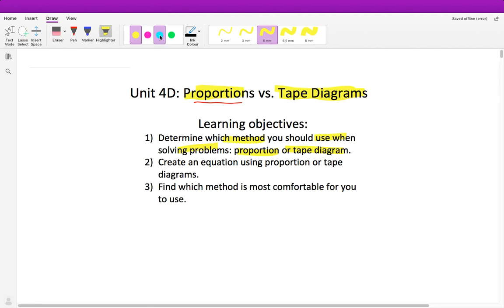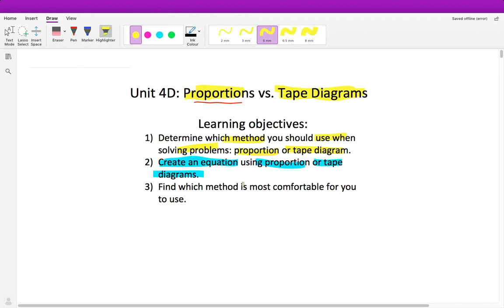Then this is the most important part. No matter which method you use, you must create an equation. If you do not create an equation, then you're not going to get credit for one of the standards that you will be tested on. Because the standards are solving these problems, and then the other standard is creating an equation to solve. All right? And then so you will create an equation using proportion or tape diagram. So no matter which way you do it, you will create an equation. I'll show you again in this video what those equations may look like.